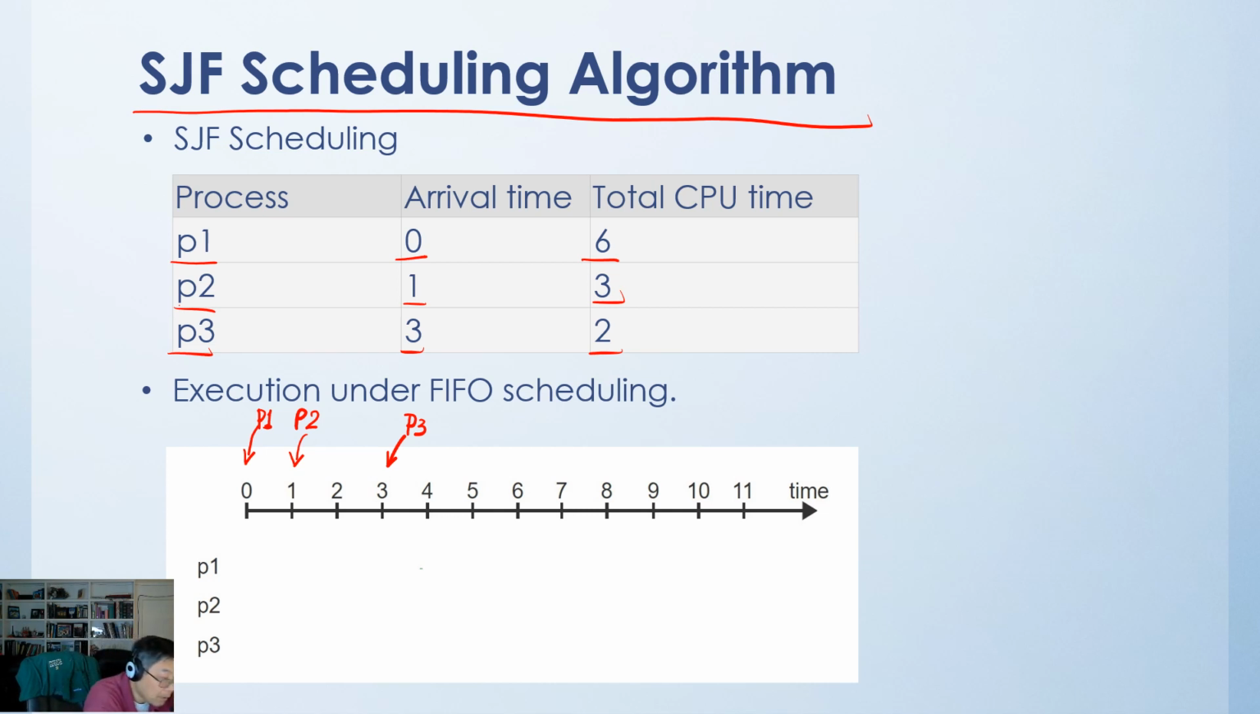So again, when P1 arrives at time 0, P1 gets the CPU immediately, right? Because there's no other process at this moment. Now P2 arrives at time 1. P1 is going to continue to execute. Remember, this is non-preemptive.